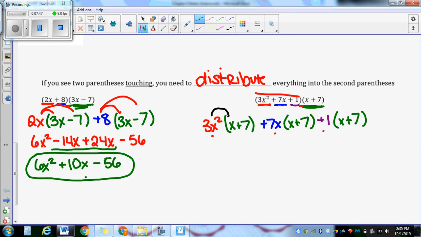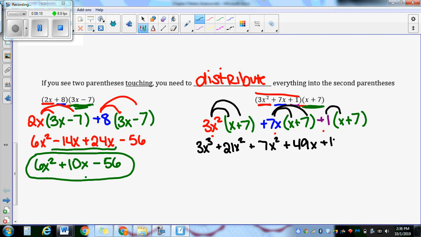So let's distribute real quick. 3x squared times x gives me 3x to the third. 3x squared times positive 7 gives me positive 21x squared. 7x times x, positive 7x, gives me 7x squared plus 49x. Down here, a positive 1x, or you could just say plus x, same thing. And then positive times a positive is also a positive. So I distributed a whole bunch. It looks terrifying. It's really not.